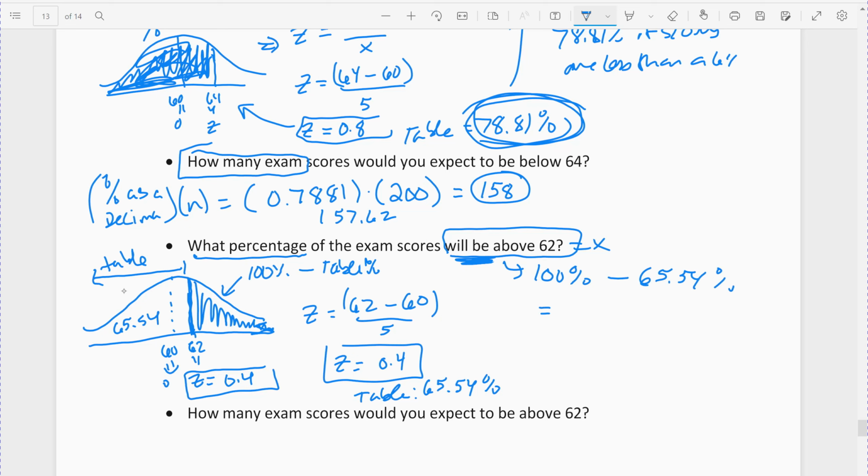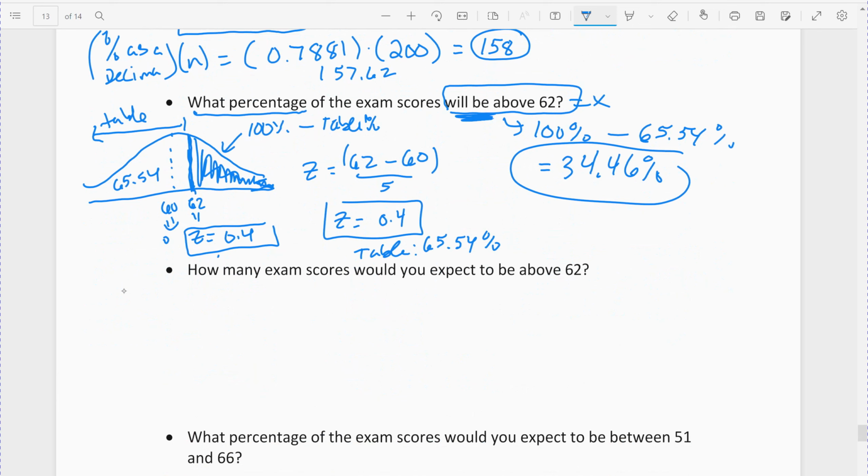And again, to clue me in that this is what I have to do, based on my picture, I know the answer should come out less than 50%. So that clues me in, alright, well, 65 is not the right answer. So I have to do it a little bit further to get to the right answer. So 100 minus 65.54 will give me the 34.46% that we're looking for. That's the area here that we want to represent. So about 34.46% of the exam scores are above a 62.